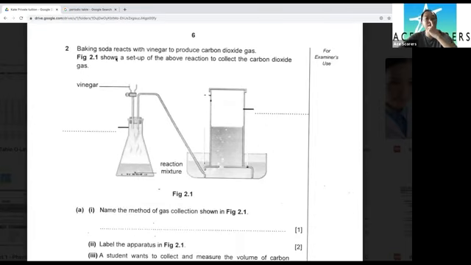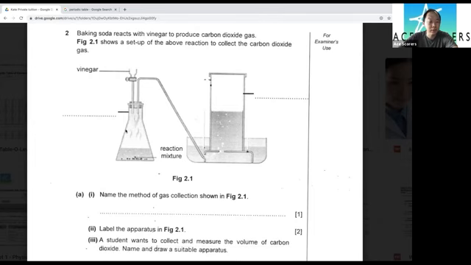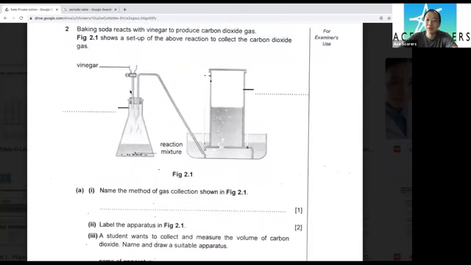Alright. Next. Baking soda reacts with vinegar to produce carbon dioxide gas. Remember, vinegar is a type of acid. So acid plus baking soda produces carbon dioxide gas. This is under the acid and alkali chapter. Label the apparatus. Once again, you don't know the apparatus because you didn't go through the lab, but this is a conical flask. You need to know all this in the lab. This is a gas cylinder, the one on the right side. What's the method of gas collection here? It's upward delivery.